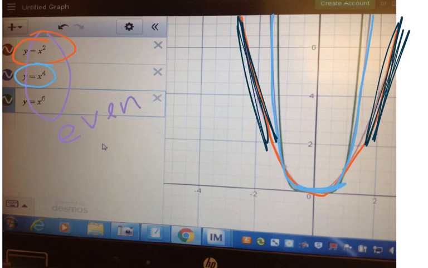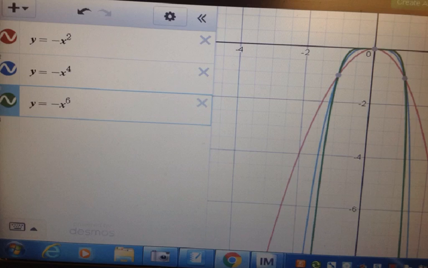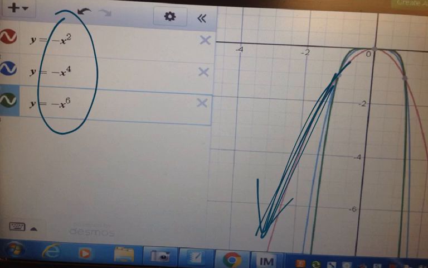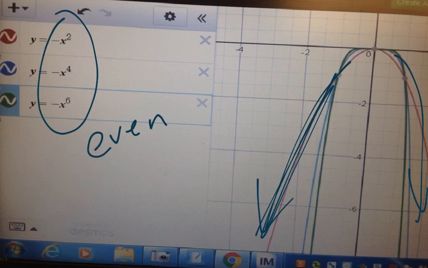On the contrary, notice what happens when they're negative. We have exactly the same curves, except now they're upside down. See how they're going down? With a negative even function, the left and right sides will always go down. Okay, and hopefully you understand that.